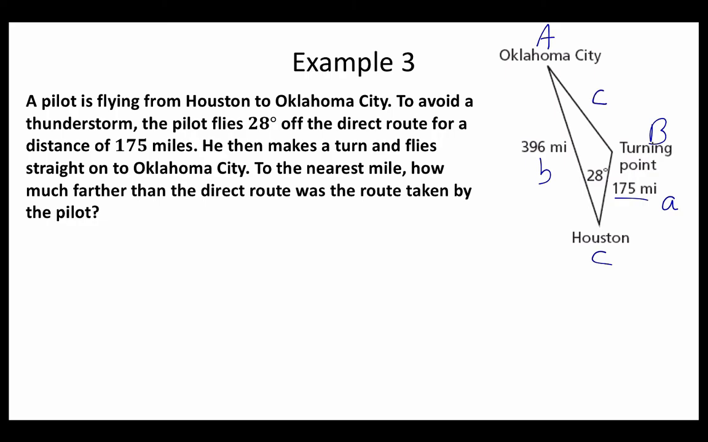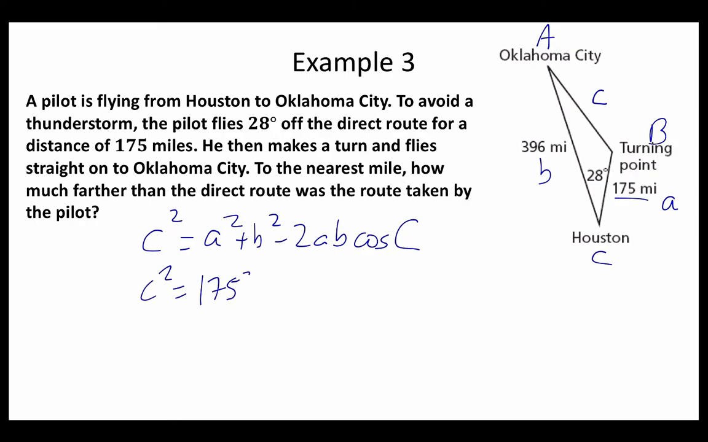So if we're looking for that length there, what we can do is use the law of cosines and say c squared, that missing side squared, equals a squared plus b squared minus 2 times a times b times the cosine of angle C. We happen to know angle C, so that's really convenient. To find c, again, plug in those values. So we get 175 squared plus 396 squared minus 2 times 175 times 396 times the cosine of 28.